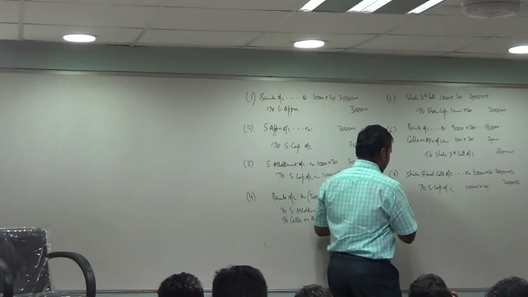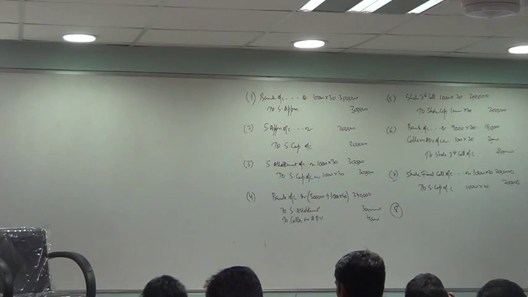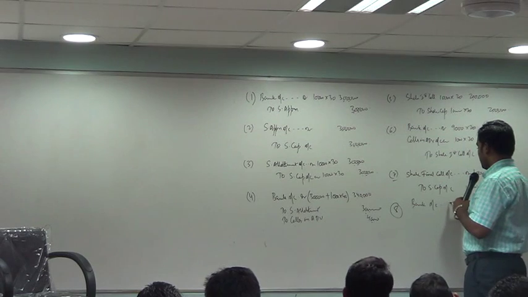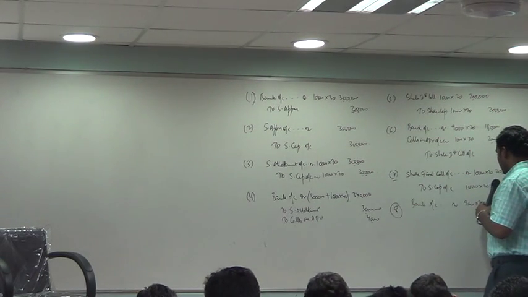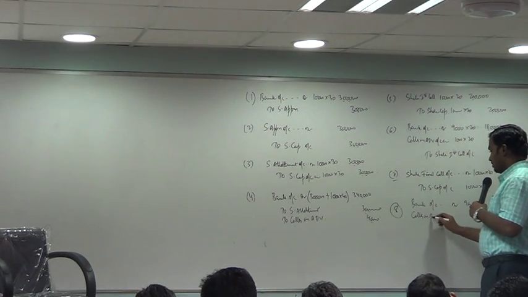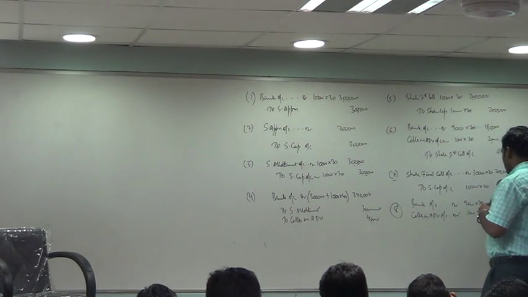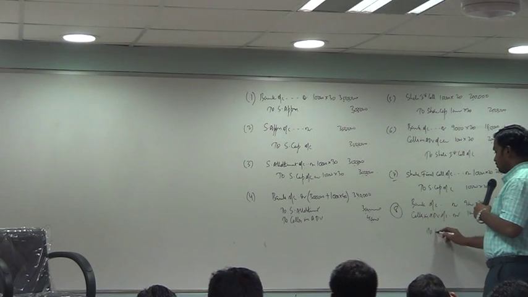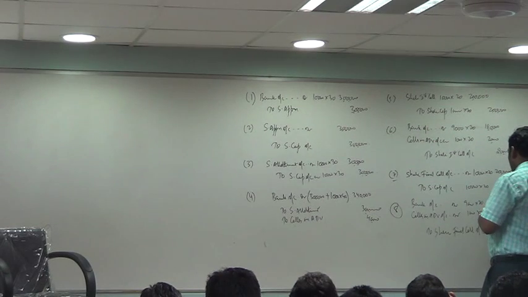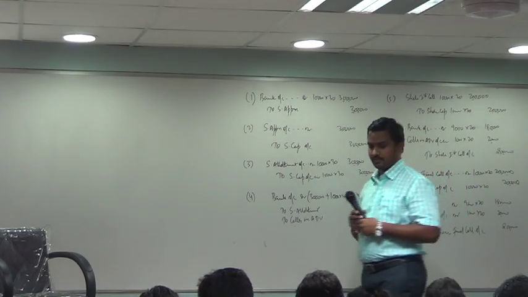Okay? Now, when the amount is received, we are not going to receive the entire amount. The amount has to be adjusted from calls in advance. What entry do we pass? Bank account debtor, again 9,000 into 20, 1,80,000. Calls in advance account debtor 1,000 into 20, 20,000. To share final call account, 2 lakhs.